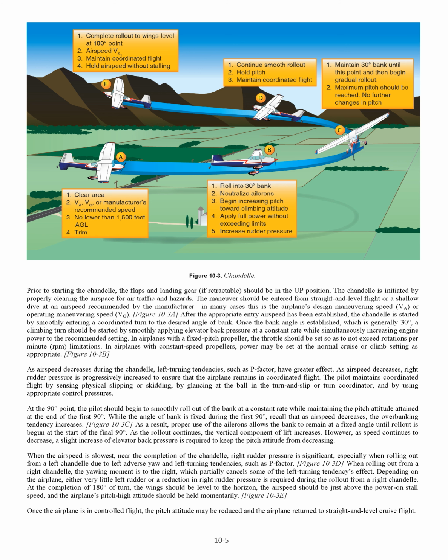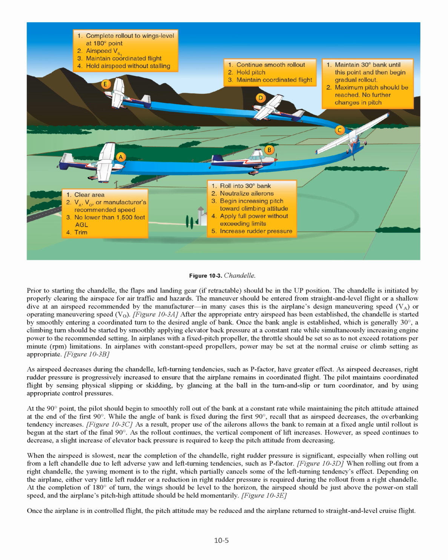As airspeed decreases during the chandelle, left turning tendencies, such as P factor, have greater effect. As airspeed decreases, right rudder pressure is progressively increased to ensure that the airplane remains in coordinated flight. The pilot maintains coordinated flight by sensing physical slipping or skidding, by glancing at the ball in the turn and slip or turn coordinator, and by using appropriate control pressures.